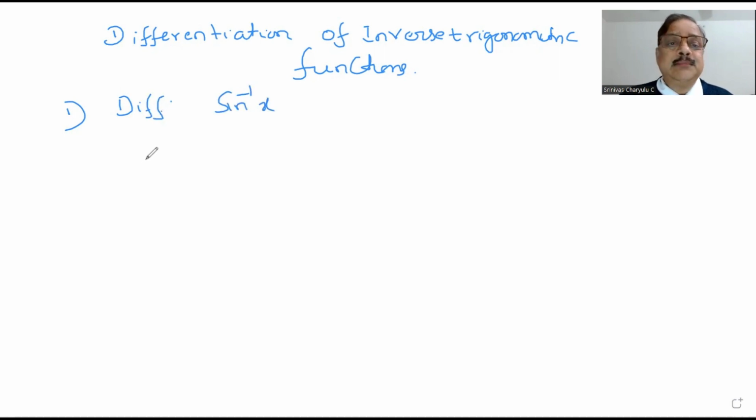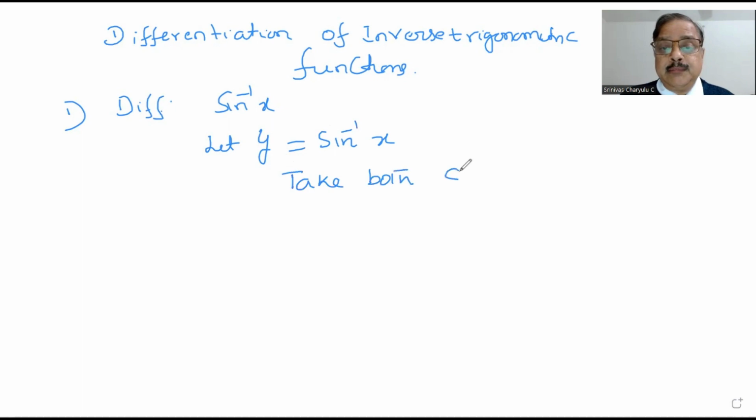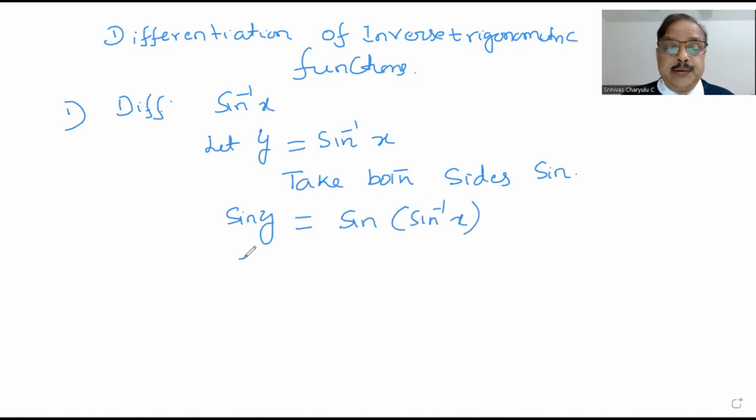It's a very simple sum. In fact, let y is equal to sine inverse x. Take both sides sine. So we are multiplying both sides by sine. So what you will get here, sine y is equal to sine of sine inverse x. When you multiply, they get cancelled and you are left with only x.